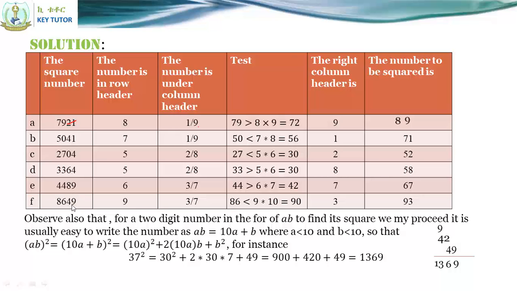The last digit here is 9. Okay, delete 49, take 86. 86 is between 81 and 100, so the number exists in the row of 9.